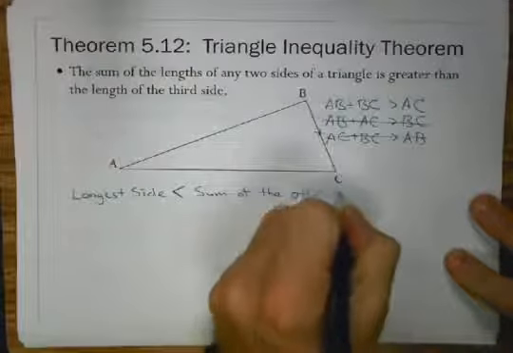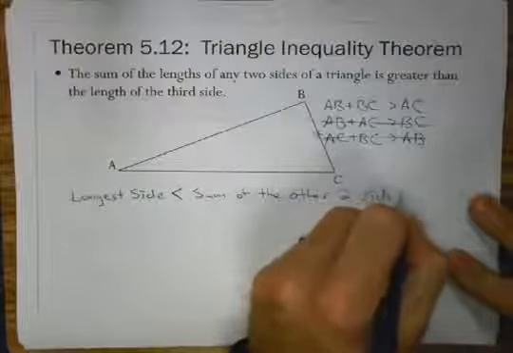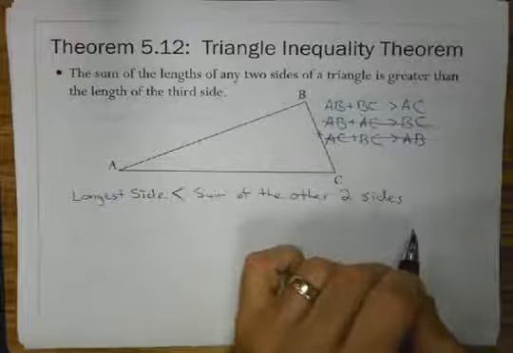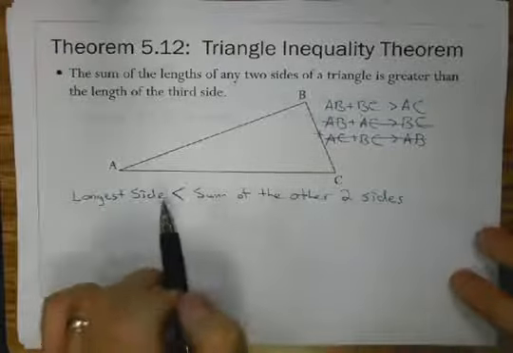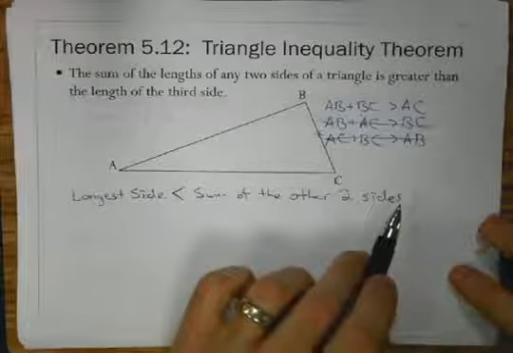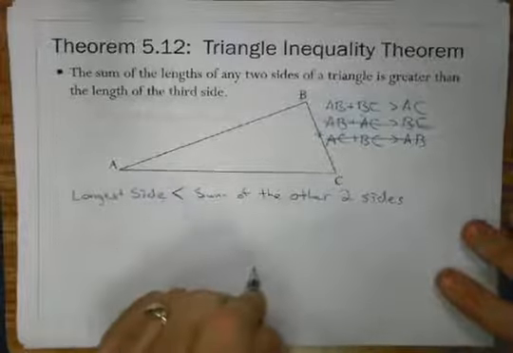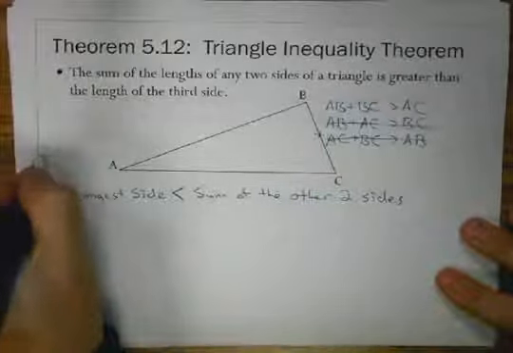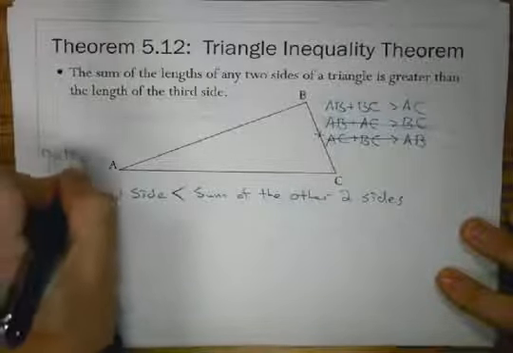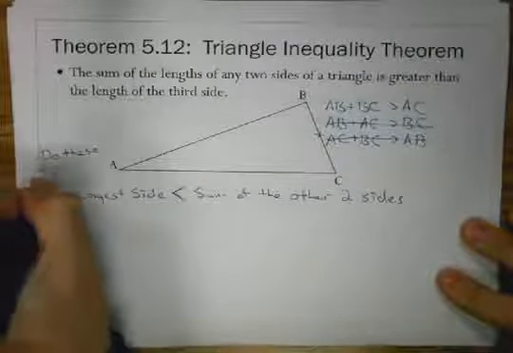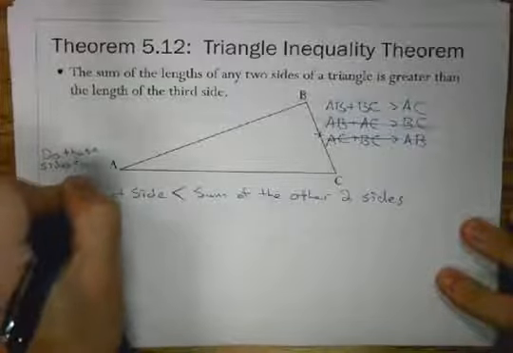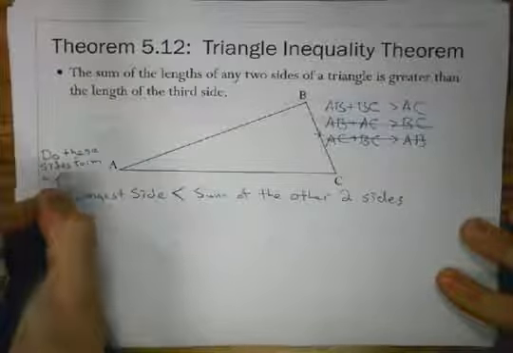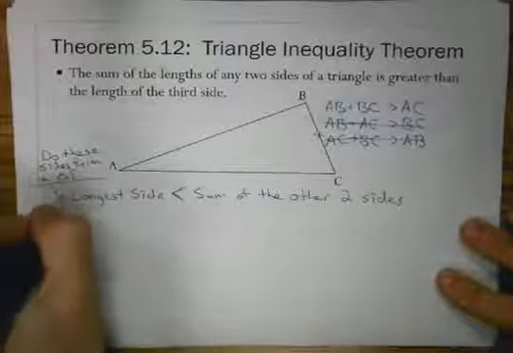So we're going to say the longest side is less than the sum of the other 2 sides. Now, instead of the AB, BC, and AC, this gives us for any triangle, the longest side is always less than the sum of the other 2 sides. If it works, it gives us a triangle.